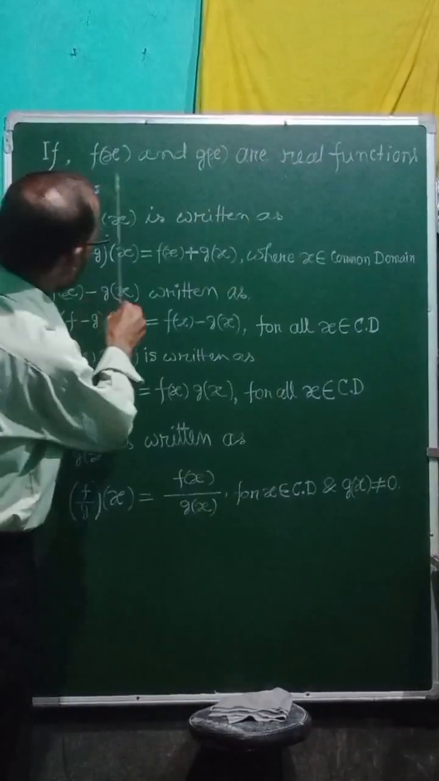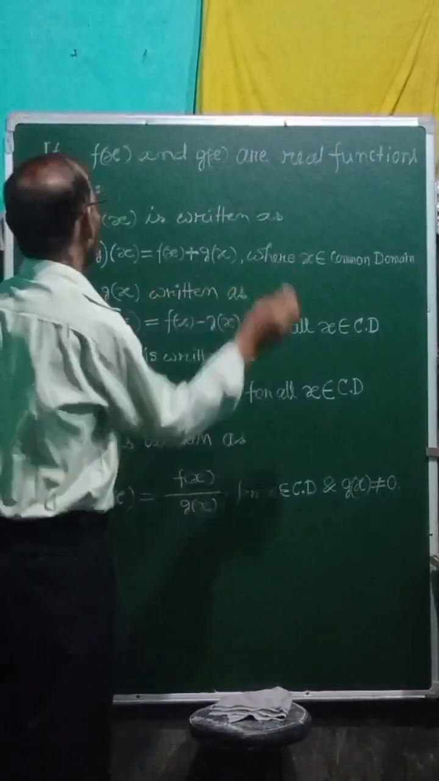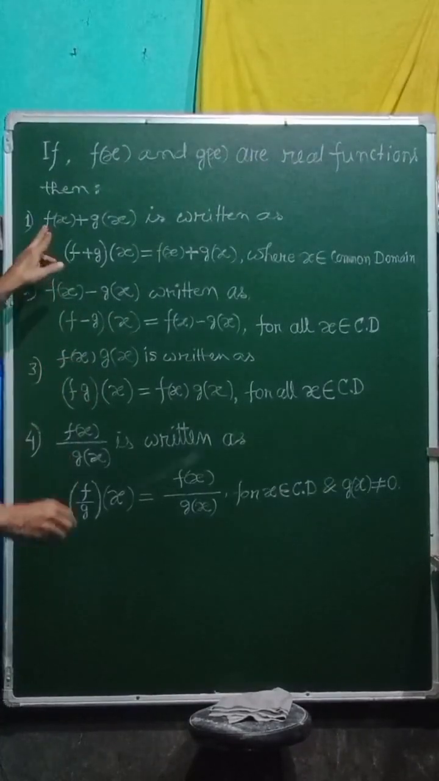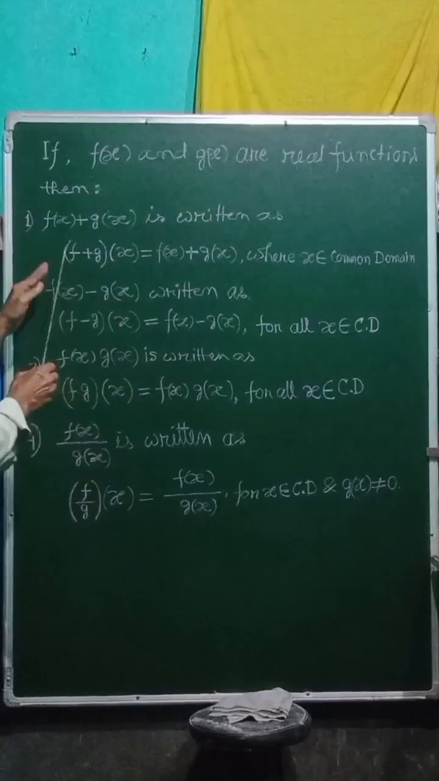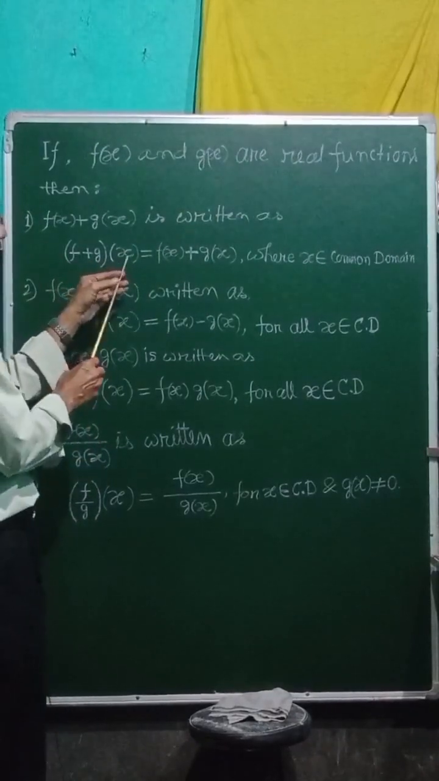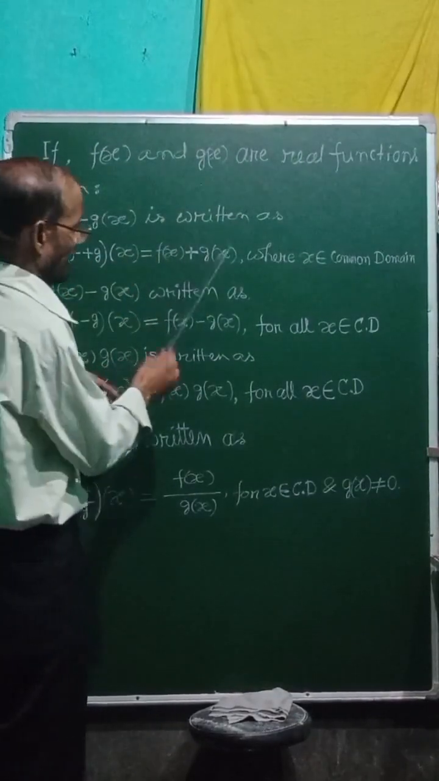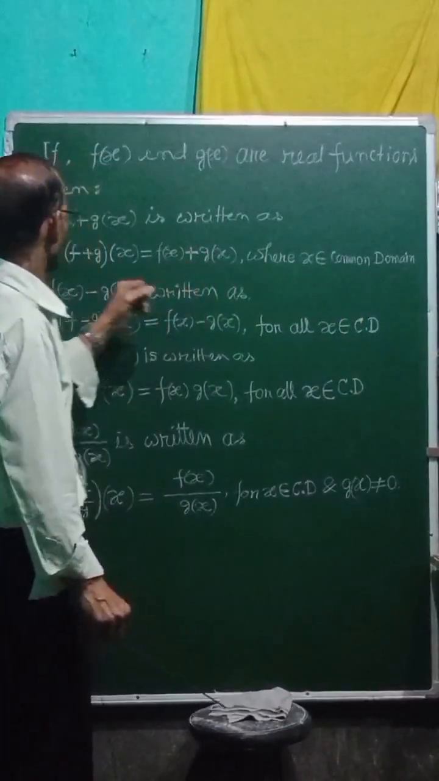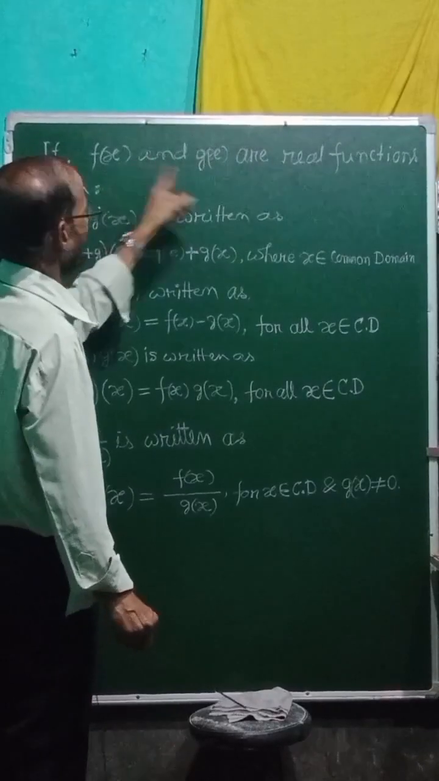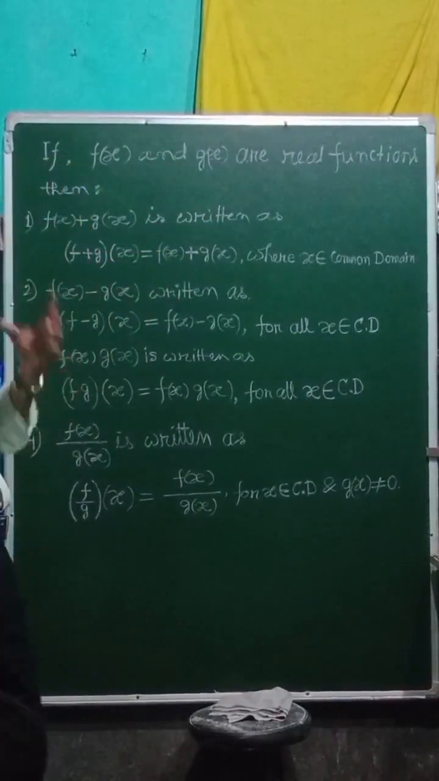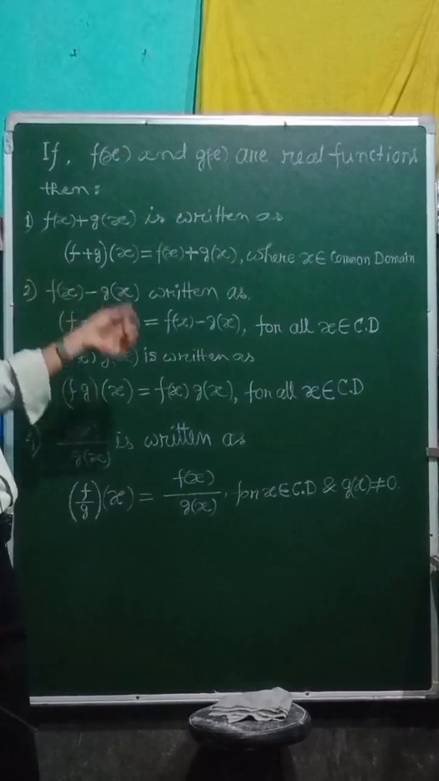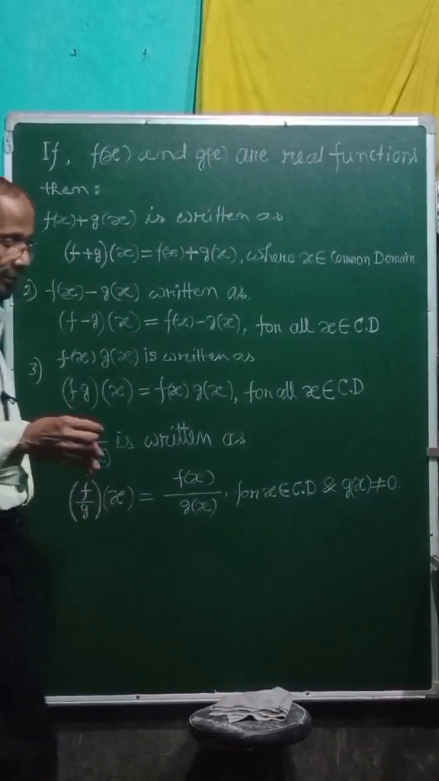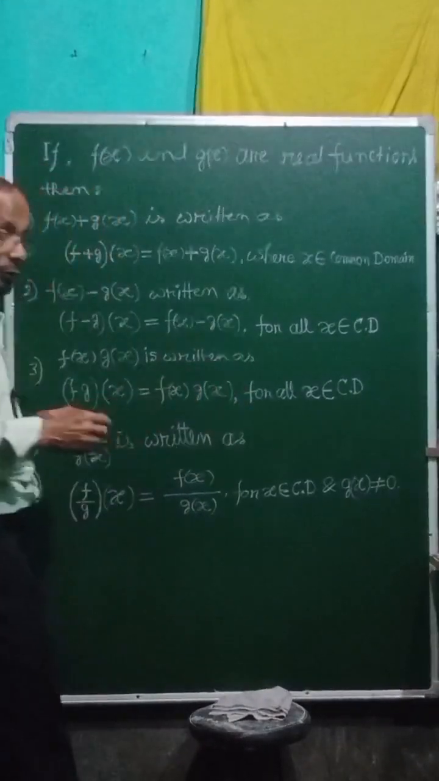Okay, if f(x) and g(x) are real functions, then the addition of these two functions means, number one, f(x) plus g(x) is written as (f plus g)(x) is equal to f(x) plus g(x), where x belongs to the common domain. It is because these separate f(x) and g(x) may not have the same domain, they may have different domains, but when they are combined, then they must have the common domain. That is the intersection of the two domains.